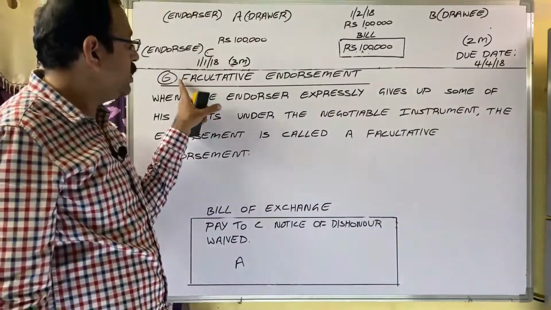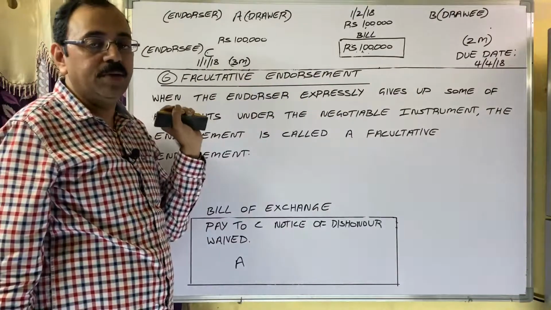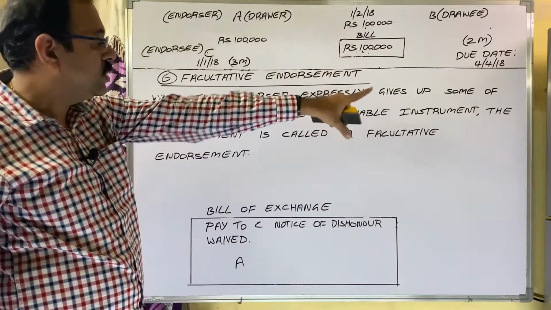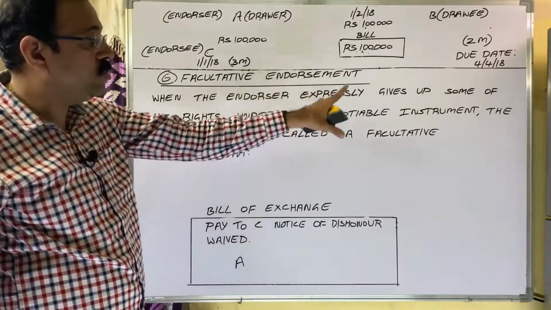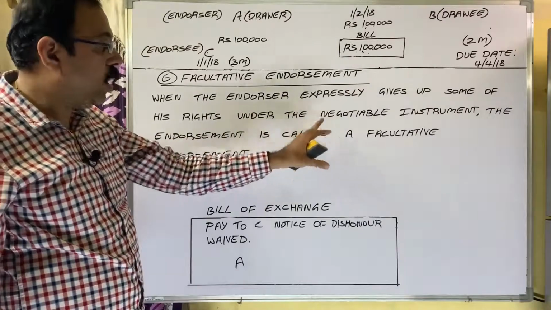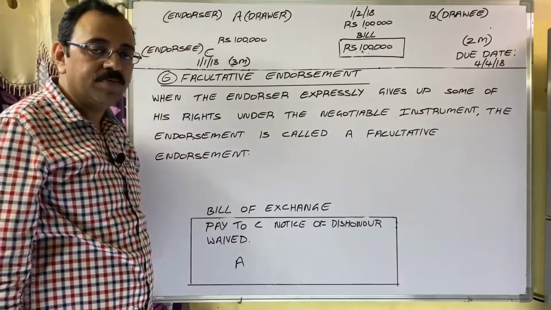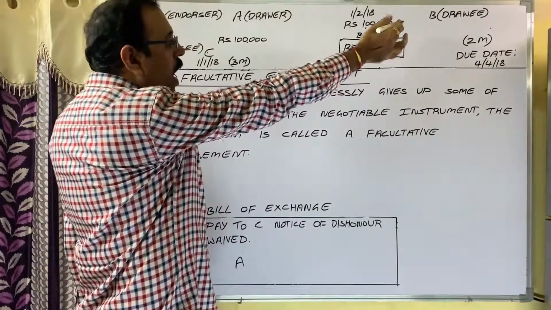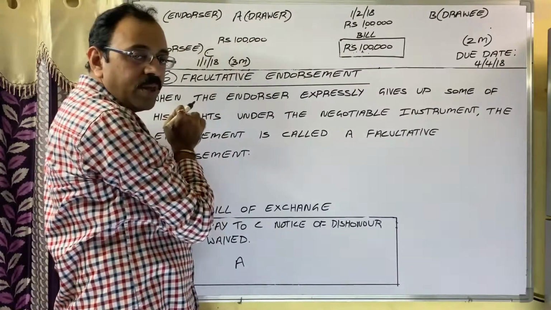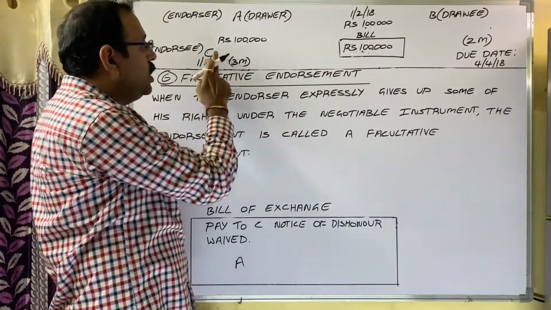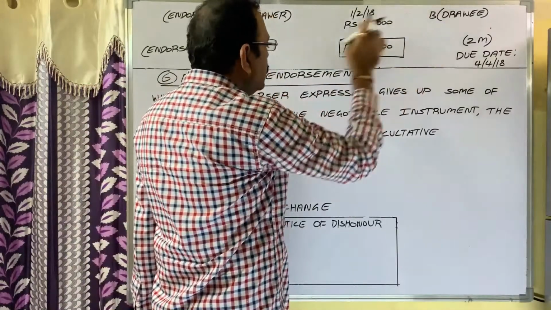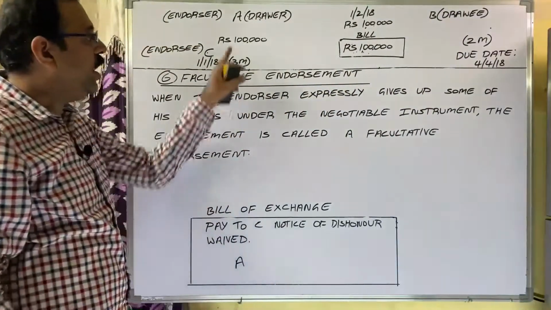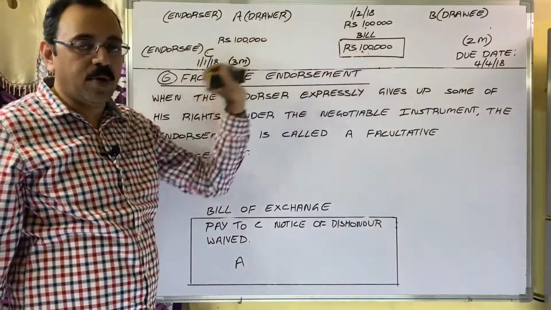Now the last one is facultative endorsement. Means what? When the endorser expressly gives up some of his rights under the negotiable instrument, the endorsement is called a facultative endorsement. Means A prepared a bill on B and he endorsed that bill to C, no? Now on the due date of the bill, C approached B, C presented that bill to B. If B honors the bill, then A is not responsible for that amount.